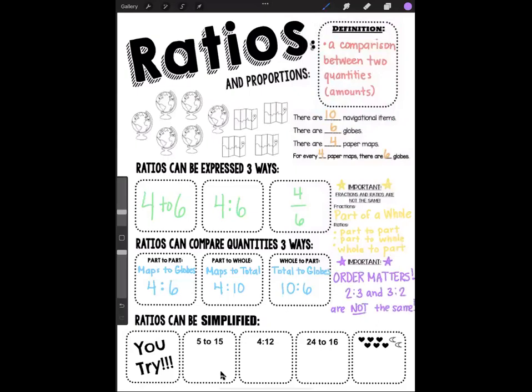So for instance, maps to globes would be 4 to 6. Globes to maps would be 6 to 4. Those are not the same ratio. They're in a different order. So you really have to pay attention in ratio problems to the order that the problem is talking about.